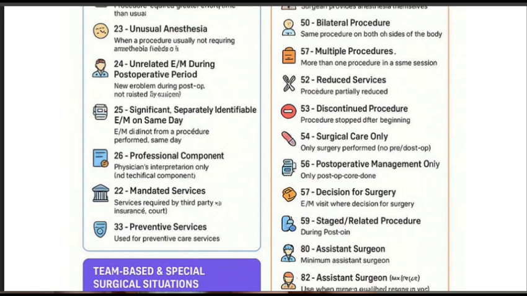33 modifier is for preventive services. Any services given to prevent any disease condition or any further consequences. In those cases we have to give the 33 modifier.